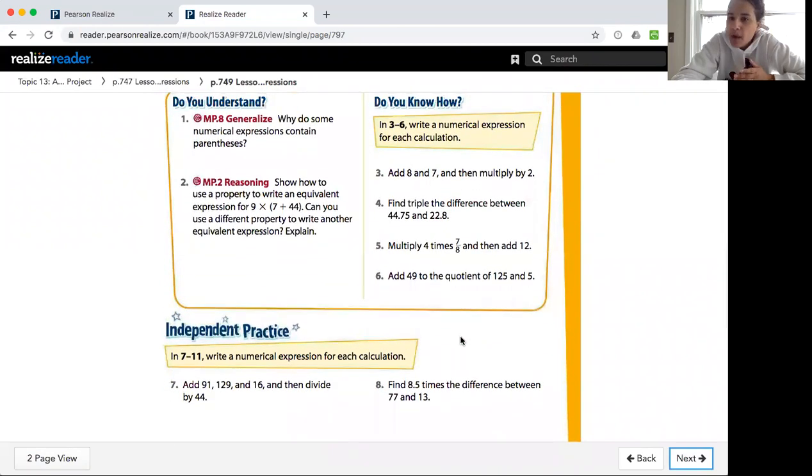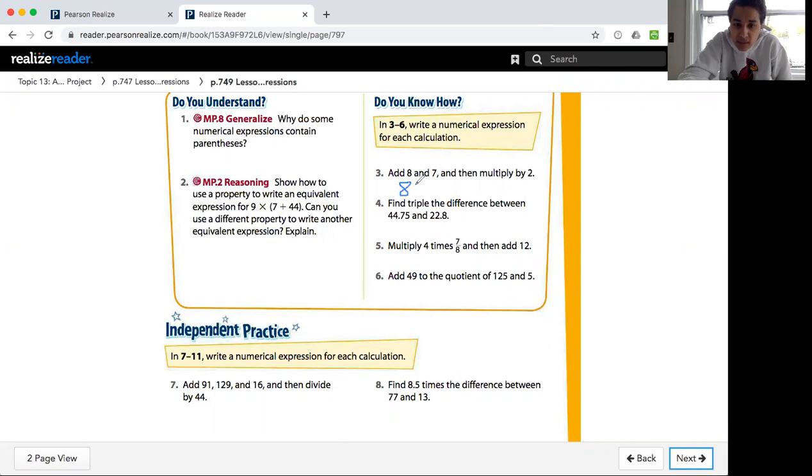Okay, and here's the actual page. So look what type of problems you're going to have to work on. You could do, see number 3, it says add 8 and 7, and then multiply by 2. So, let's see, where's my annotate? There we go. So let's just work on this together a little bit. I want to make sure that you guys know how to do this. Okay, so the first step, it says add 8 and 7. So let's just do that.